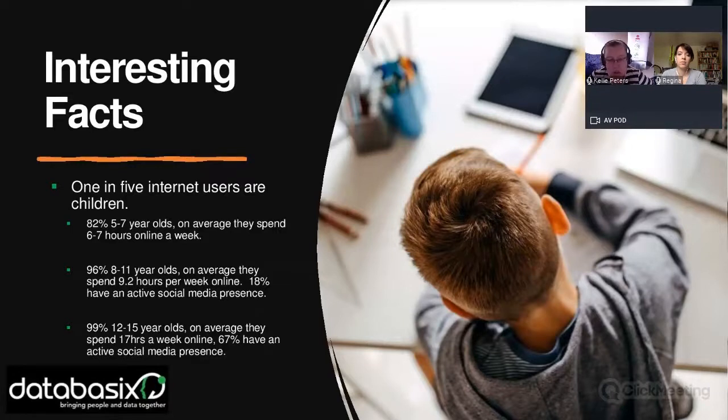It then, not surprisingly, increases to 96% of 8 to 11-year-olds. On average, they have almost 9 hours a week online, and 18% have an active social media presence. And then we go on to the 12 to 15-year-olds, and 99% of 12 to 15-year-olds have access to the internet. They spend approximately 17 hours a week online, and 67% have an active social media presence, which is actually quite staggering, but not surprising. So the Information Commissioner has a responsibility to introduce a number of codes of practice, one of which is age-appropriate design. And that's really not surprising when you look at these statistics, why it's incredibly important that we consider protecting children. And I'll define what a child is in a moment.